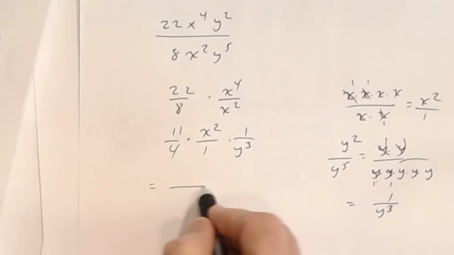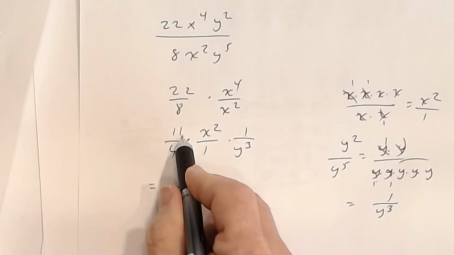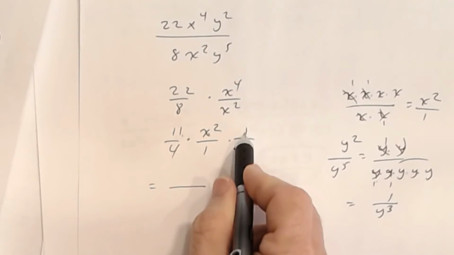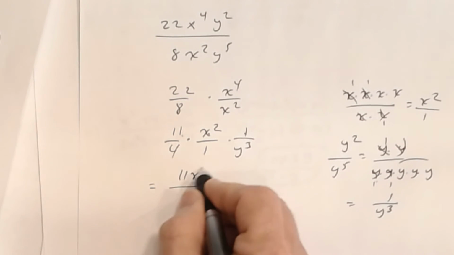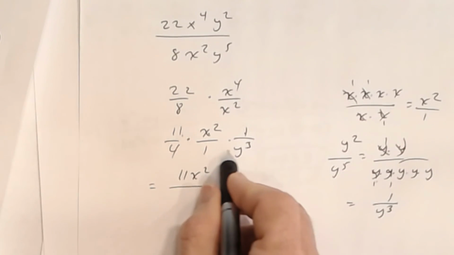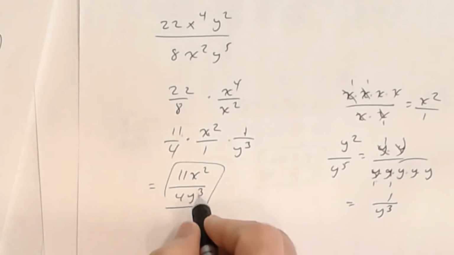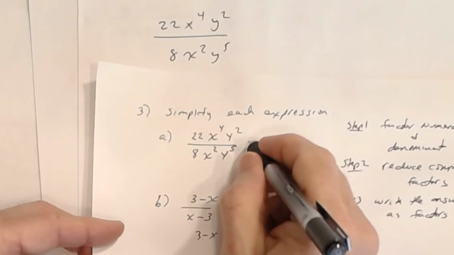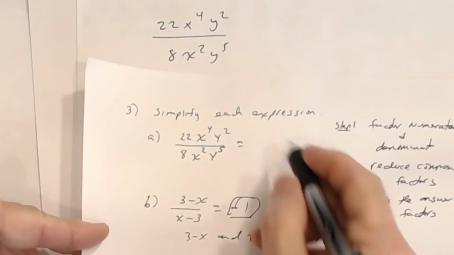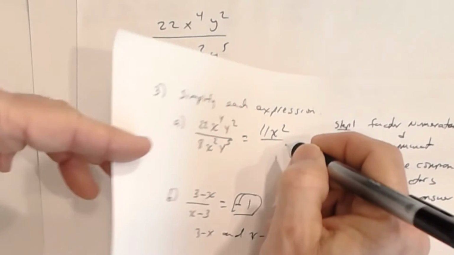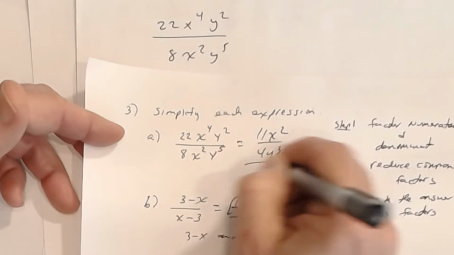Now put that all as one fraction. 11 times x squared times 1 is 11x squared. 4 times 1 times y cubed is 4y cubed. And that's the answer for number 3A. So that was 11x squared divided by 4y cubed.